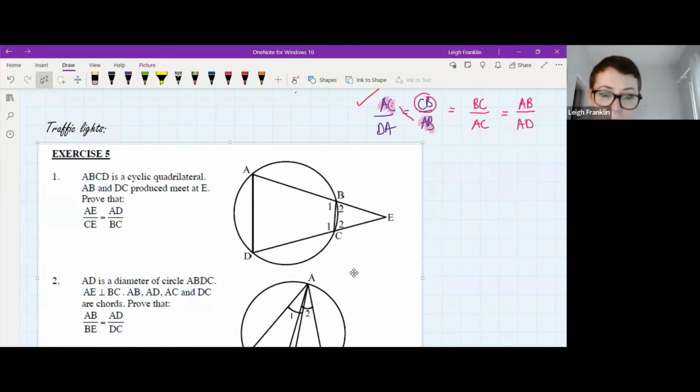Prove that AE over CE equals AD over BC. Right, so now, just like the question before, sorry, going back to number 3, will I be wrong if I say B1? No, that's perfect. Third angle of triangle, remaining angles of triangle, angle sum in triangle, interior angles of triangle, that's perfect.